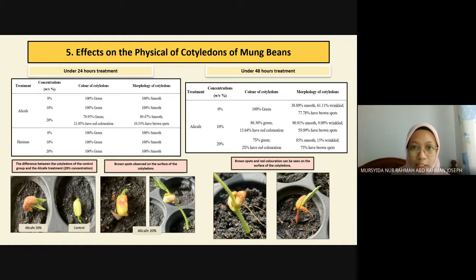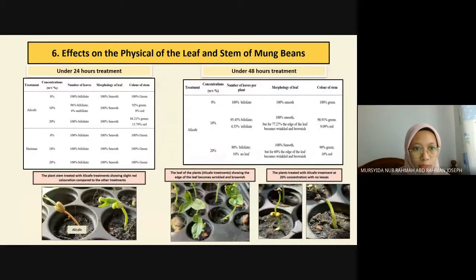However, we can see that the physical state of the cotyledons under the 24 hours treatment starts to deteriorate. Some of the morphology of the cotyledons for all the treatments shows brown spots and a wrinkled surface, and red coloration can be seen for the Alikafe treatments at both concentrations. While for the physical state of the leaf and stem of mung beans, under the 24 hours treatment, the leaf for all the treatments shows normal development, only the stem for the Alikafe treatments shows slight red coloration compared to all the other treatments.